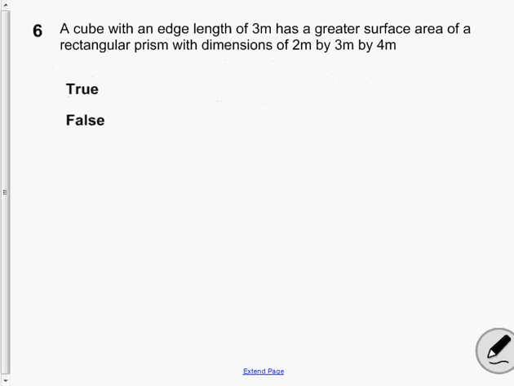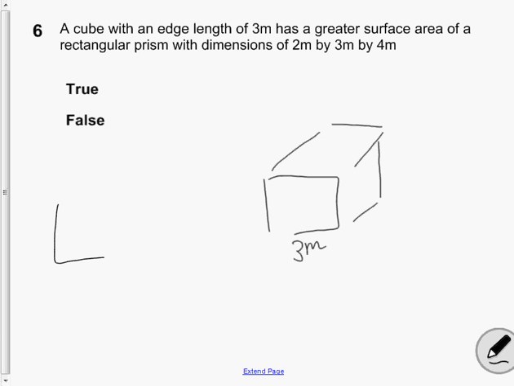Question six says a cube with an edge length of 3 meters. So I'm going to draw a cube. This is actually a terrible cube, but whatever. It has an edge length of 3 meters, has a greater surface area than a rectangular prism, which I'll draw here, which is 4 by 3 by 2.